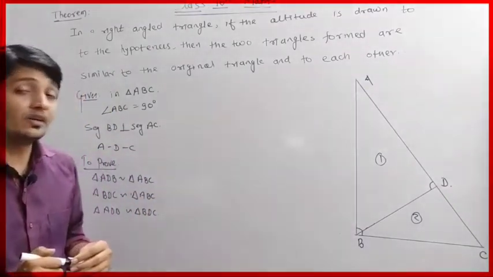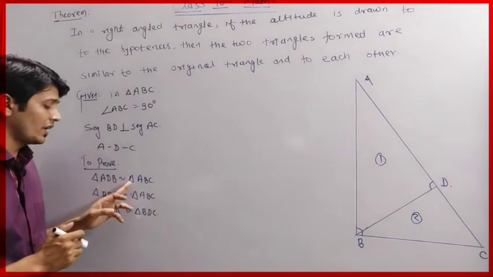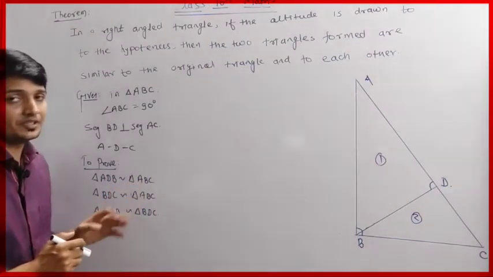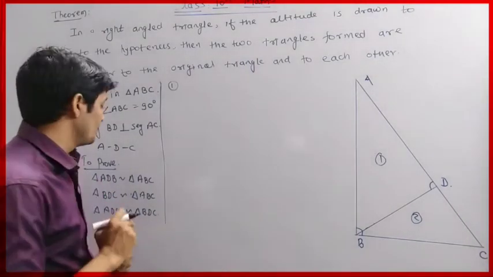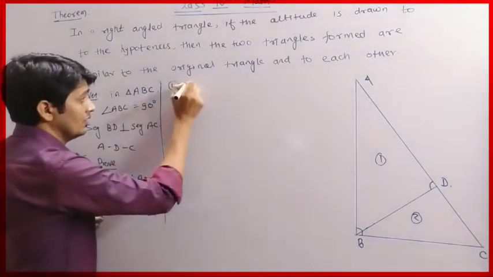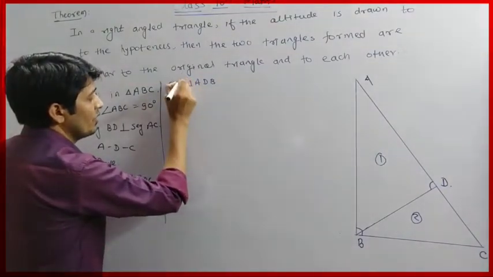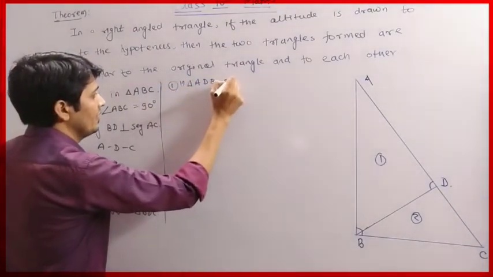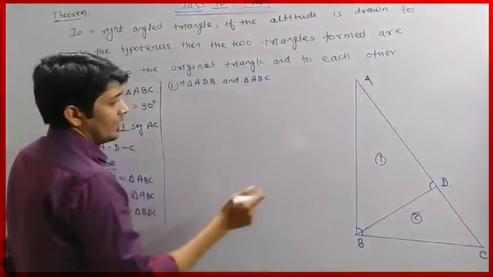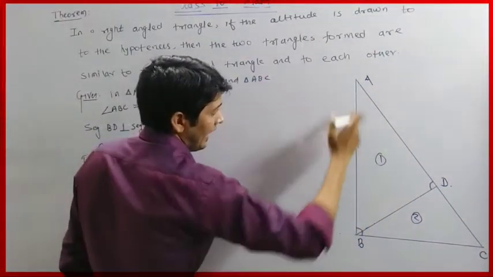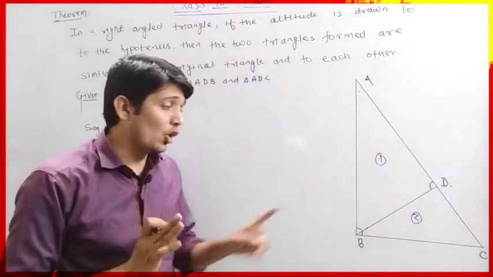Okay, so we will start with the first part, that triangle ADB is similar to triangle ABC. So first we are proving triangle ADB similar. We have to write in triangle ADB and triangle ABC. See, this angle A, angle A is common in both triangles.